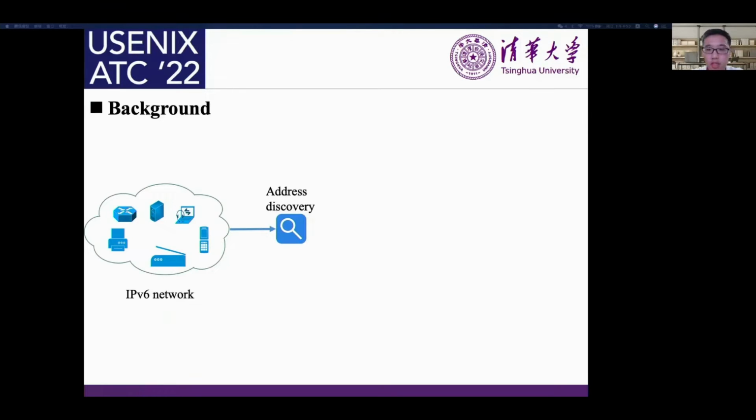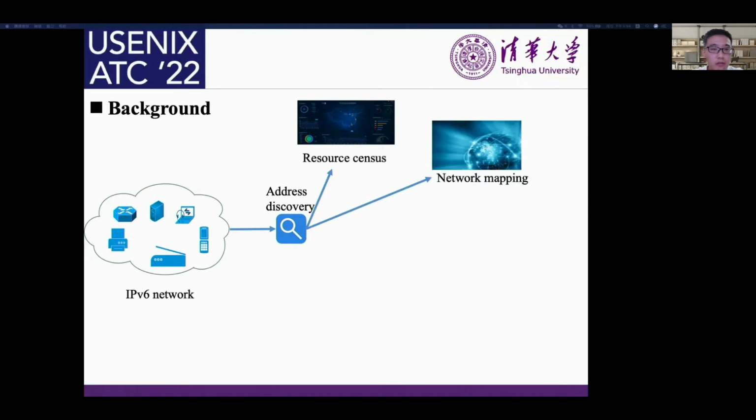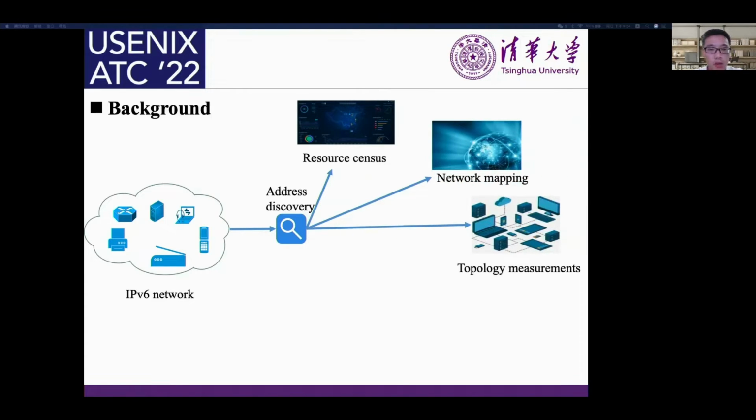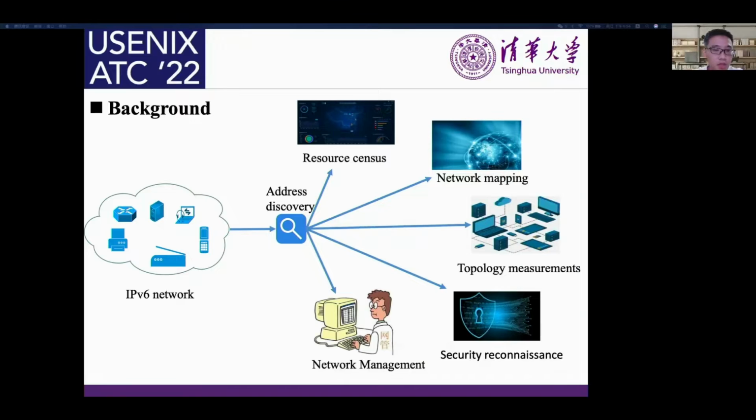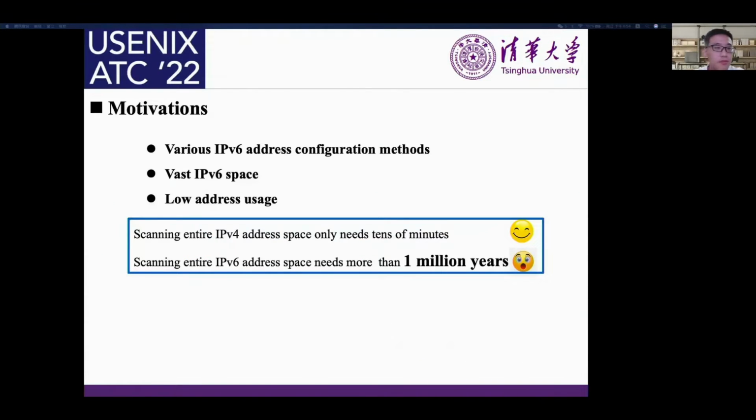Active address discovery is a prerequisite for network services, such as research sensors, network mapping, topology measurement, security reconnaissance, and network management. However, under IPv6, there are significant challenges to active address discovery due to the variety of IPv6 address configuration methods, the vast address space, and the low address usage.